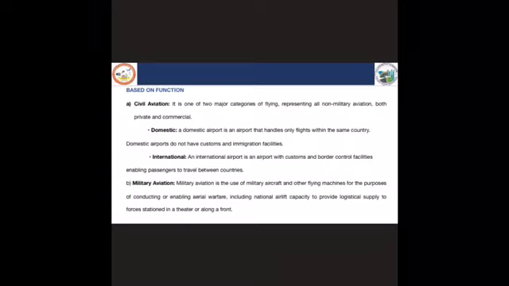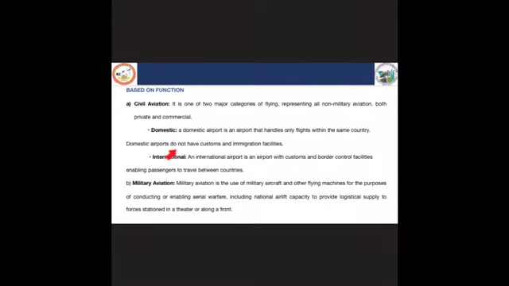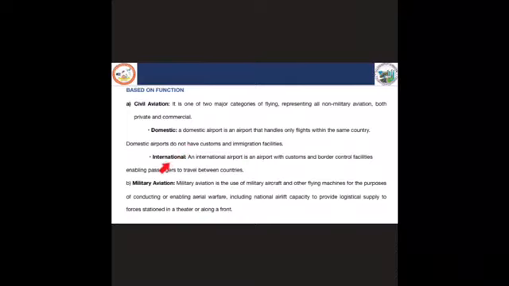The next classification is based upon the function. Based upon the functions, we can have civil aviation and military aviation. Civil aviation consists of operations for the public, representing any non-military aviation, both private and commercial, or the transportation of goods. Within civil aviation, we can have domestic airports, where the airports handle only flights within the same country. In domestic airports, we generally do not have customs and immigration facilities.